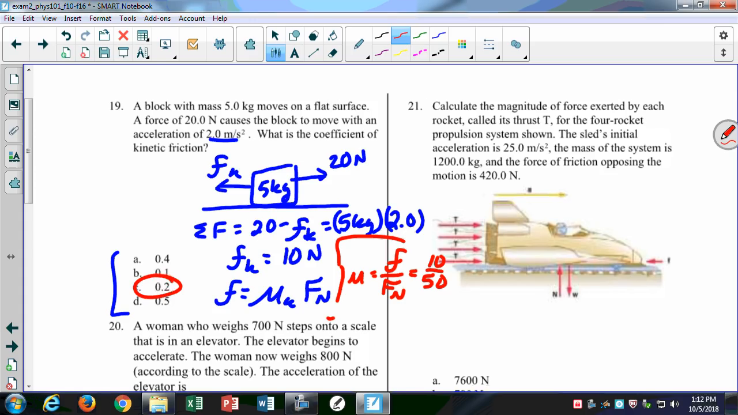So my mu, the coefficient, is the Greek letter mu, not m, it's like a u with an extra little tail on the left. It is Fk divided by the normal force. Fk is 10 newtons, we found that by applying Newton's second law. And then the normal force we just know is equal to the weight. Yeah, the upper one, the numerator, is Fk.